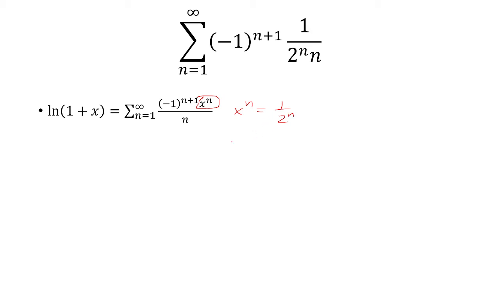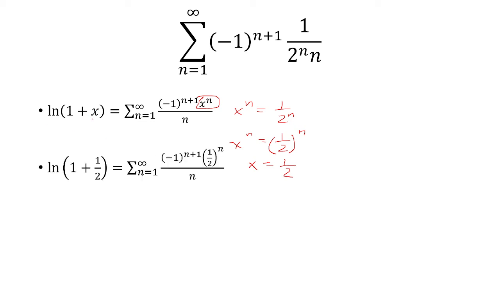So, in other words, x to the n is 1/2 raised to the n power, so x has to equal 1/2. So in this equation, I'm going to replace x with 1/2. So I have ln of 1 plus 1/2, which turns into ln of 3/2.